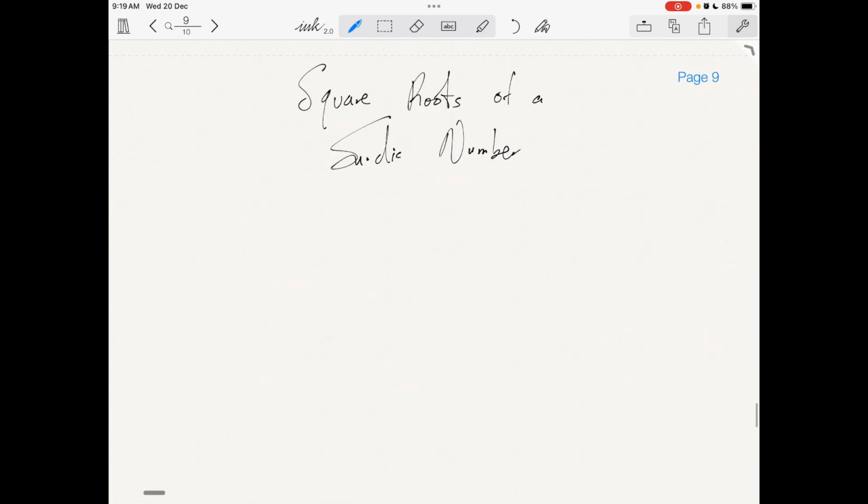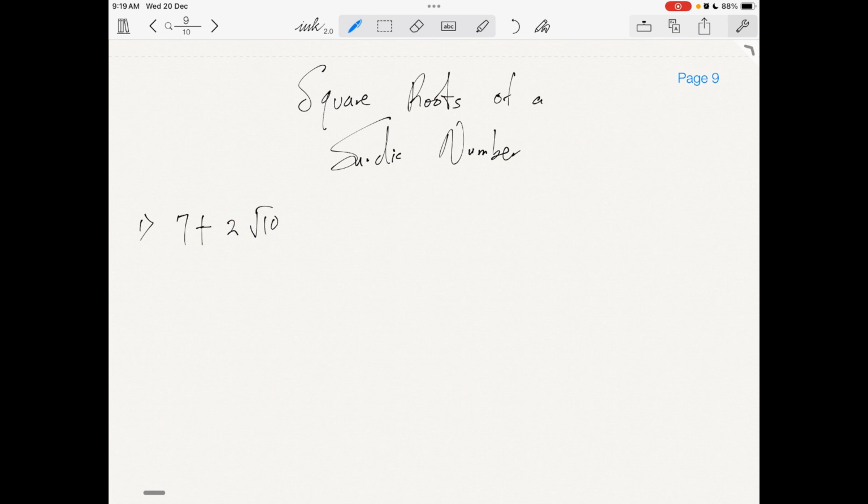Square root of a surd number. So we might be given a surd number, let's say 7 plus 2 root 10. We might be given a surd number of 7 plus 2 root 10, and we might be asked to find the square root of this number. So how do we go about this?